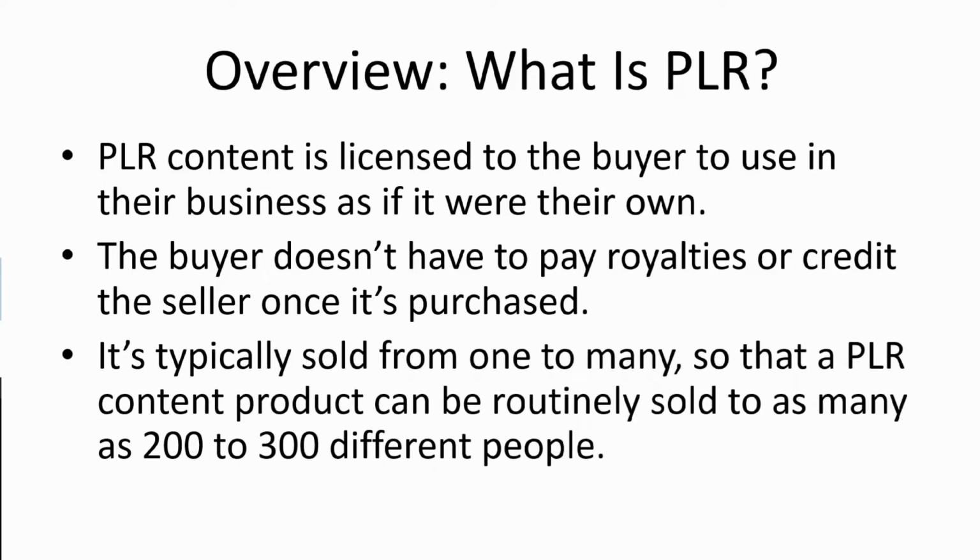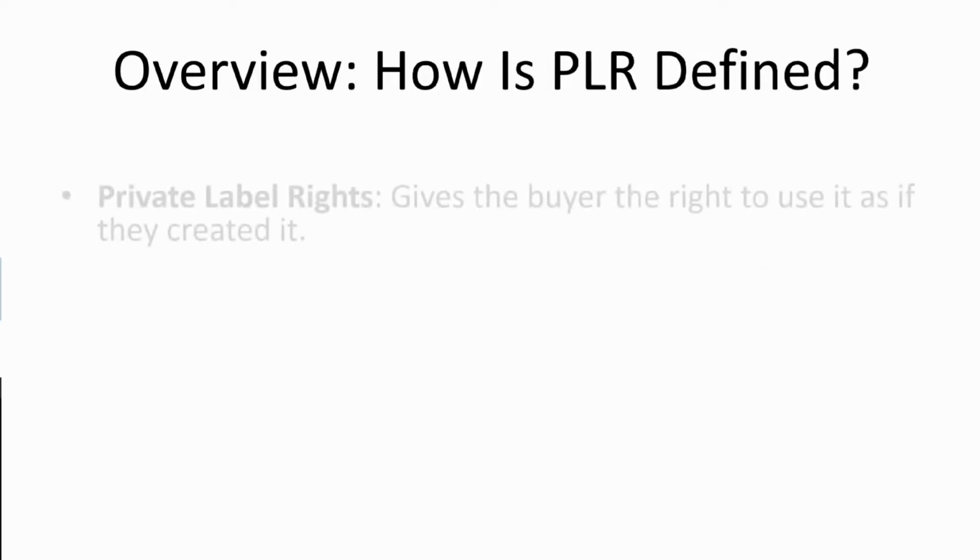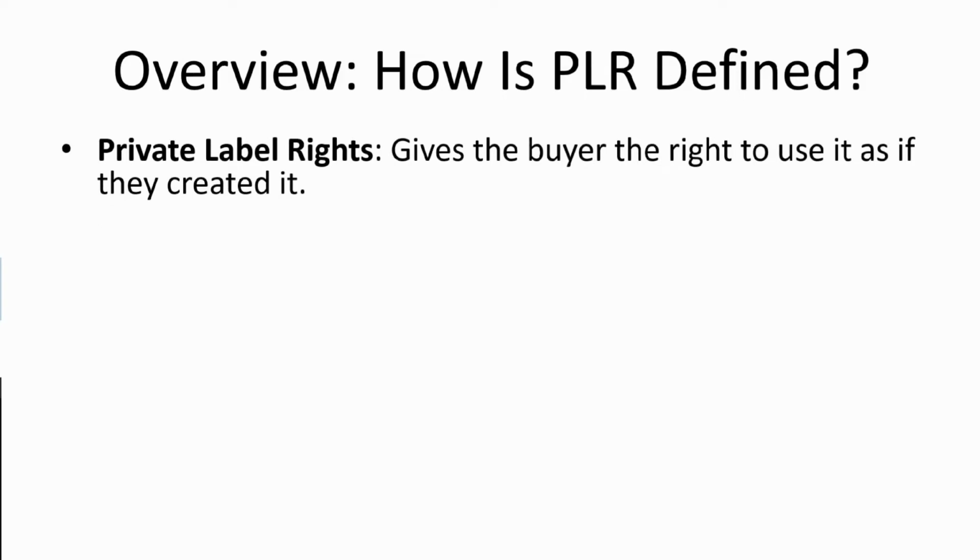Now, typically, it's sold from one person or one organization to many people. So the PLR content product can routinely be sold to as many as 200 to 300 people at the same time. Now, how is PLR defined? Well, one of the ways that PLR is defined routinely in the marketplace is private label rights. Private label rights gives the buyer the right to use it as if they created it themselves.